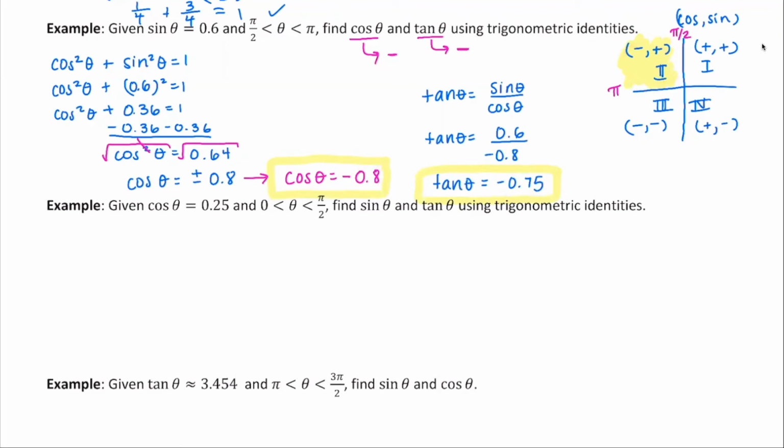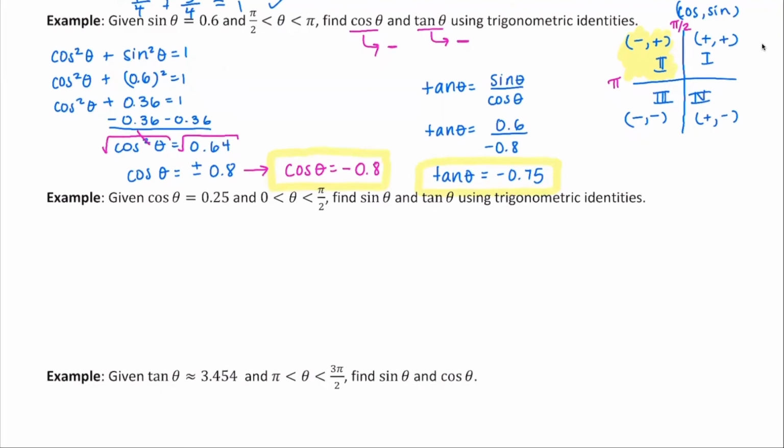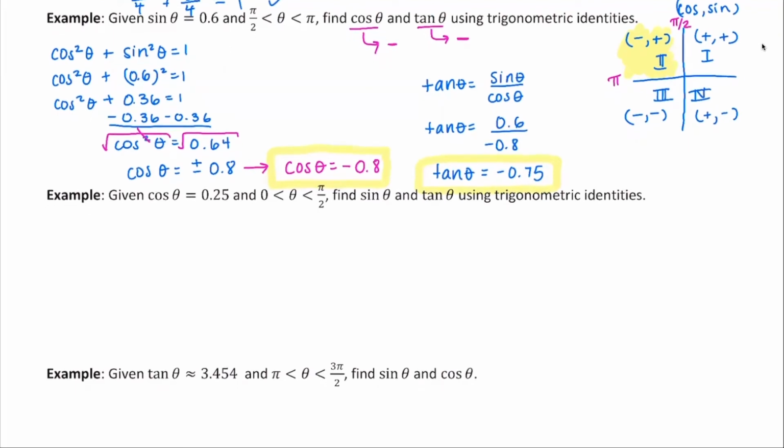Go ahead and pause the video and try our second example to see if you can figure this out on your own. And after you've had a chance to try it, we'll go over the answers together.